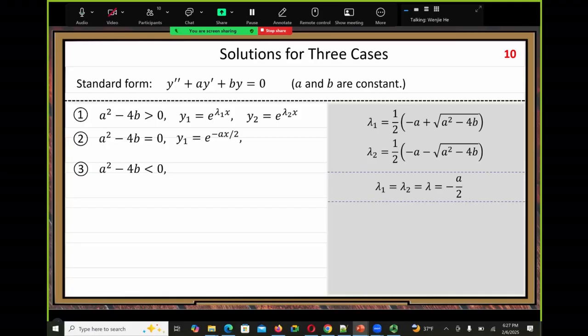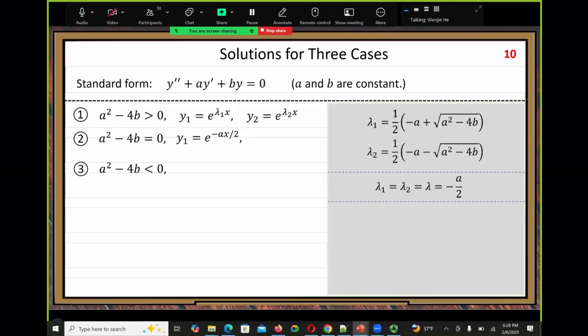Some people may feel this second order linear homogeneous ODE may have only one solution. It's not, because we know a second order homogeneous ODE should always have 2 solutions. If you only get 1, that means you need to find the second one.